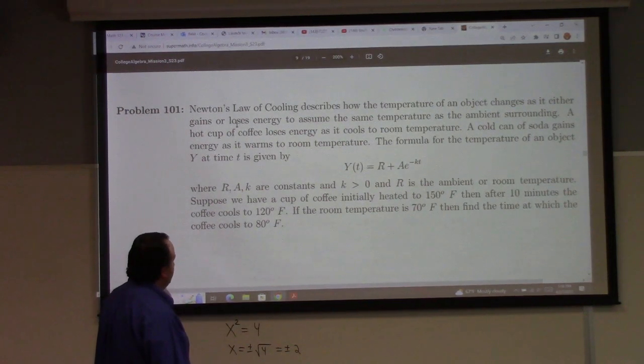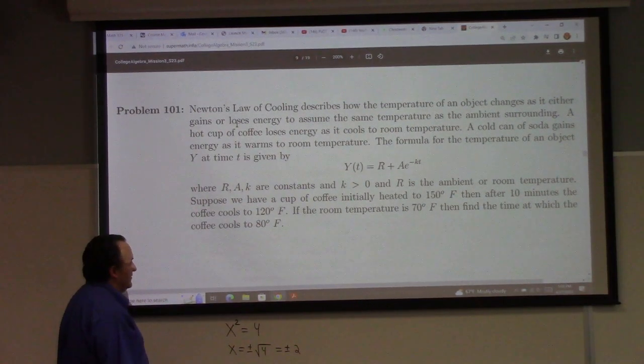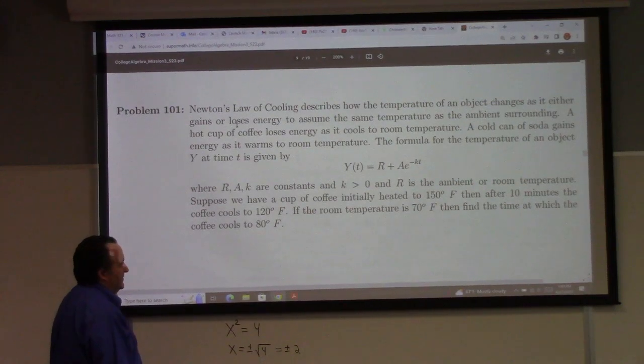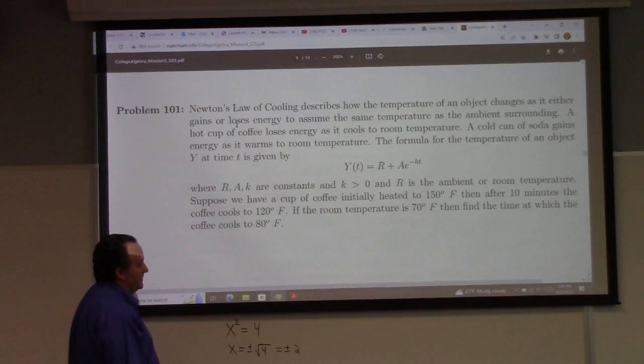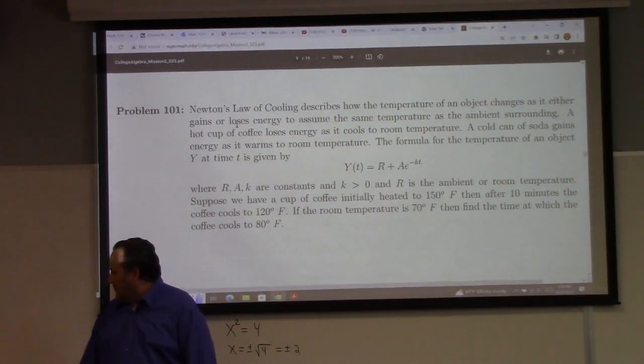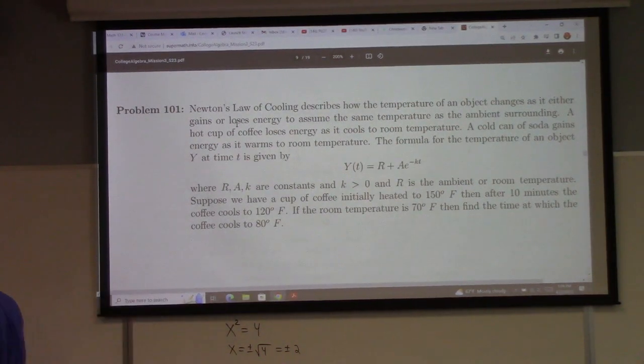Suppose we have a cup of coffee initially heated to 150 degrees Fahrenheit, and after 10 minutes it cools to 120 degrees, and the room temperature is 70 degrees. Find the time at which the coffee cools to 80 degrees Fahrenheit. All right, so we can work this problem one step at a time.